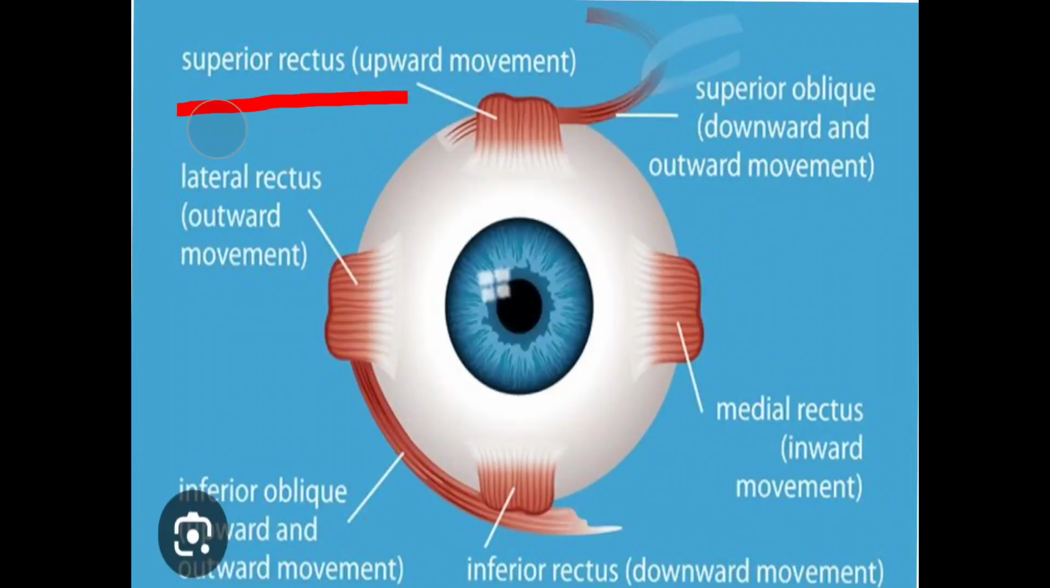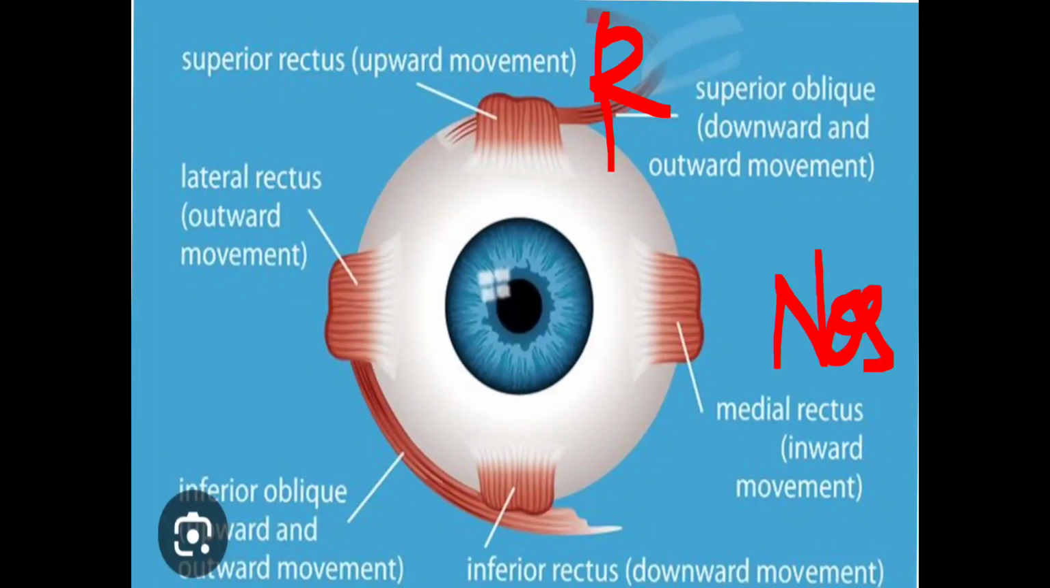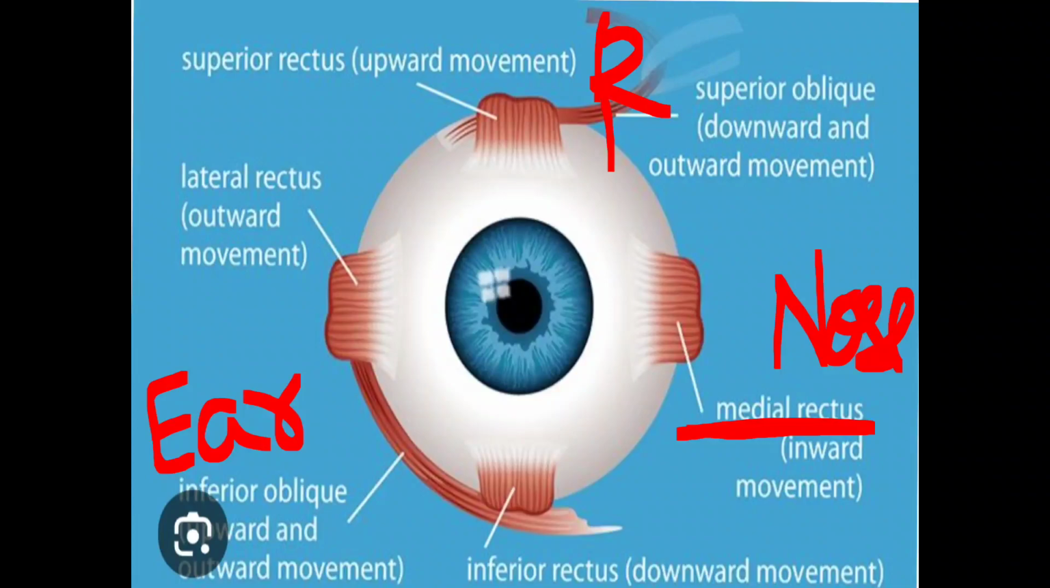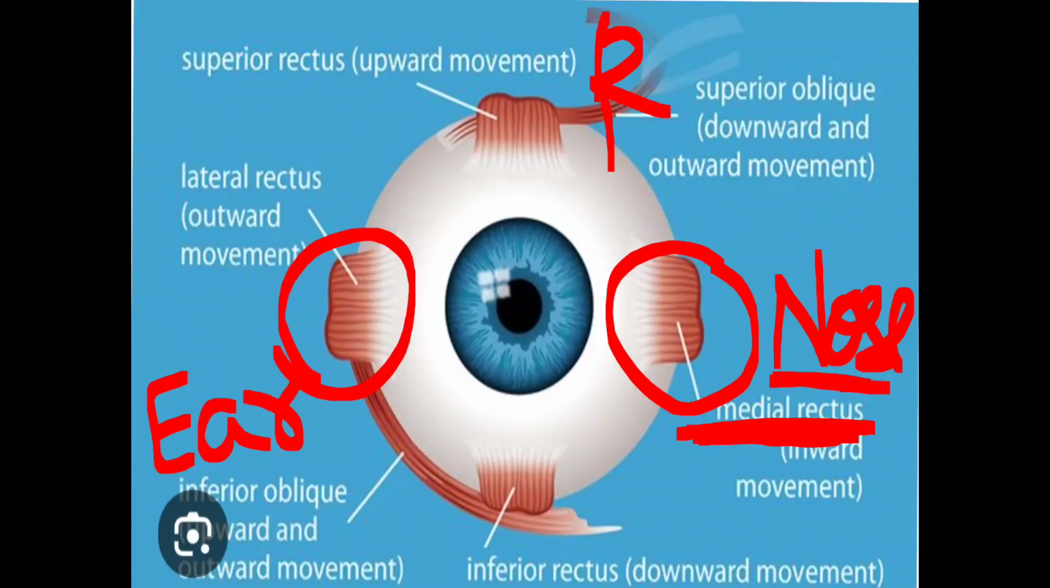And we are considering this eye as a right eye. Okay, this one is our right eye. So here the nose will be present, and here the ear will be present. At the nasal side, we will consider the medial rectus muscle. When we are supposed to look at the nasal side or the nose side, then the medial rectus muscle will perform its function. When we are supposed to look at the ear side, then the lateral rectus muscle will perform its function.